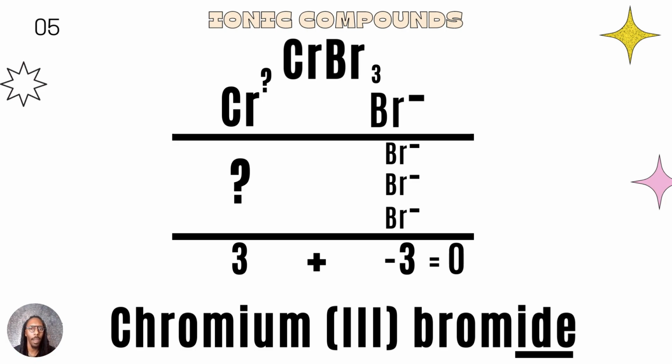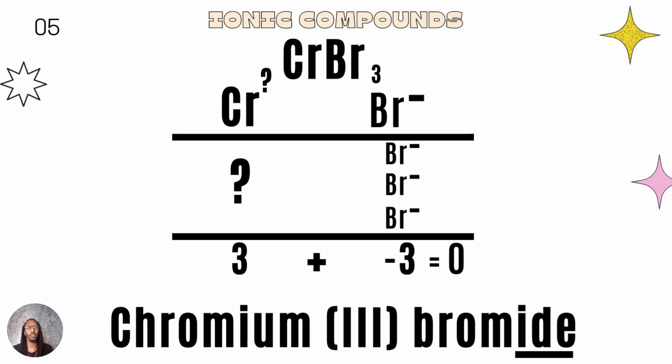So I got -3 equals 0. Now, what can I do to balance this overall formula? How can I balance -3? What do I need? In this case, I need a +3, because if I have +3 and a -3, that's going to give me 0. 3 minus 3 is 0. So what does that mean, Dr. J? Well, that means that my chromium has to be chromium 3.